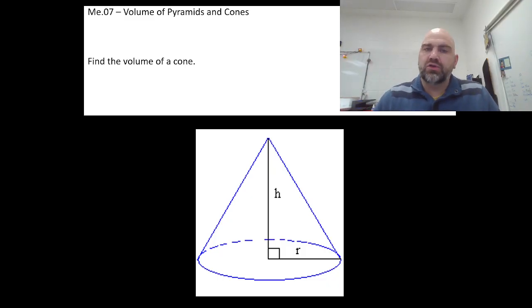You'll notice that the two dimensions we need for a cone are a radius and a height. If we're given the slant height, we will need to use the Pythagorean theorem and the radius in order to solve for the height, because we need the radius and the height to solve for the volume of a cone.